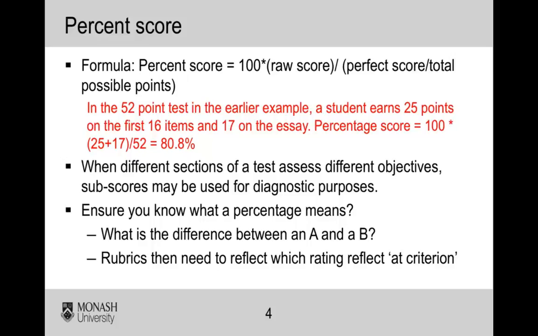The other thing is that you need to make sure that you know what the percentage means. For example, in tertiary studies here in Australia, 80.8% would be an HD. That's quite a good score. So you need to ensure that the rubrics reflect the rating, which reflects the criterion. Does that actually reflect a high distinction, a very good score? You need to make sure you understand that, and for each, that you know the difference between an A and a B, and whether the test is reflecting that.